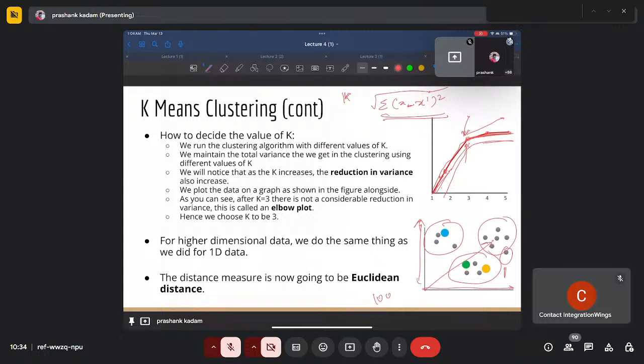Maybe there is a better way to do it. For that, you will have to maybe do it 2,000 times or 10,000 times to reach that particular centroid. Does that make sense? Yes. Okay. All right.